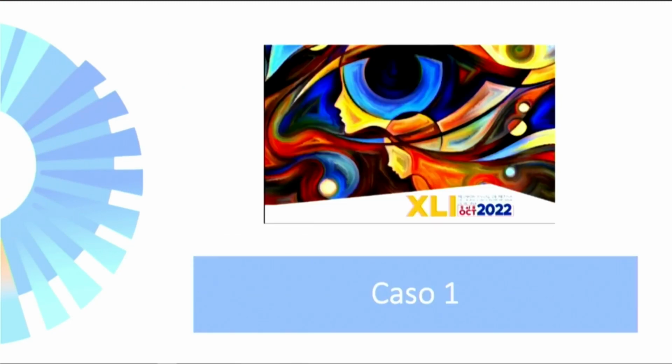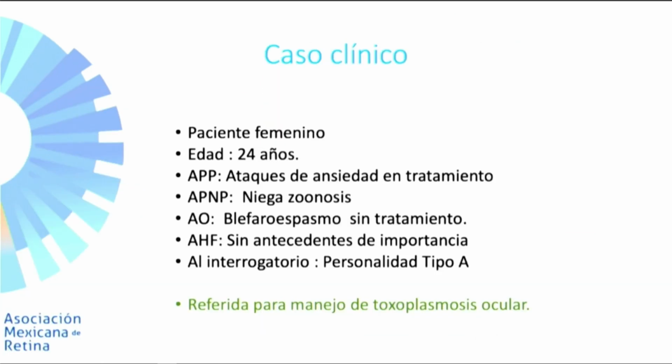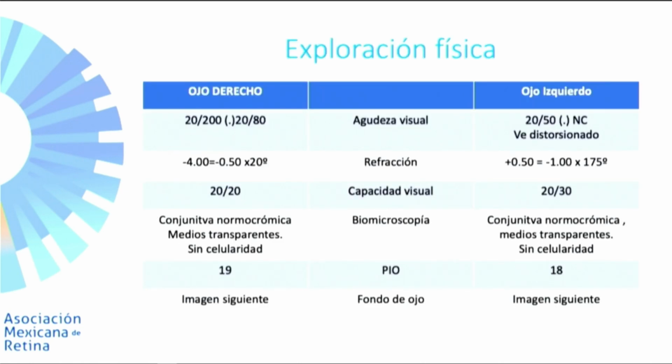Let's get started with the first case. This is a female patient, 24 years old. She was quite anxious when I interviewed her, and she said that she had some episodes of anxiety attacks. She was being treated by a psychologist because she had blepharospasm. She says she didn't have any zoonosis and no relevant family history, but I noticed her as a very anxious person. She was referred to me to manage ocular toxoplasmosis.